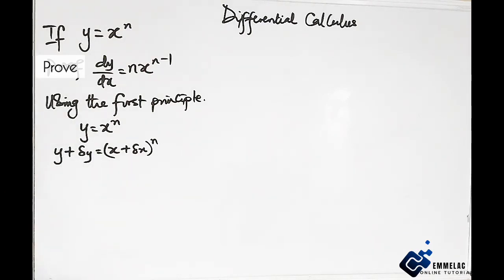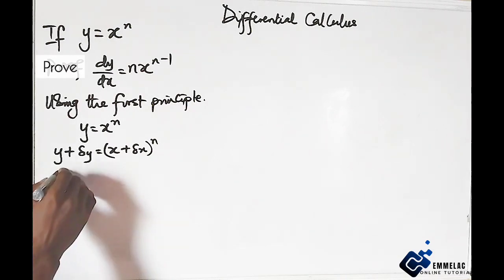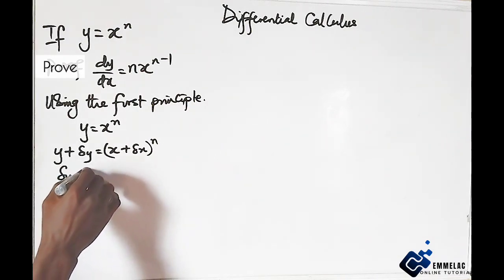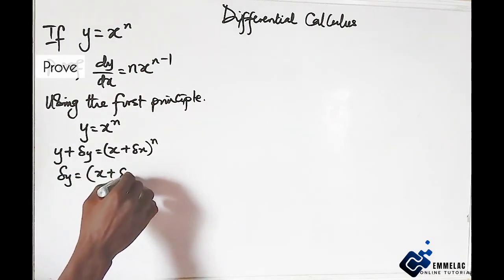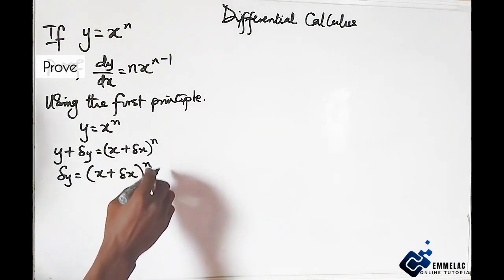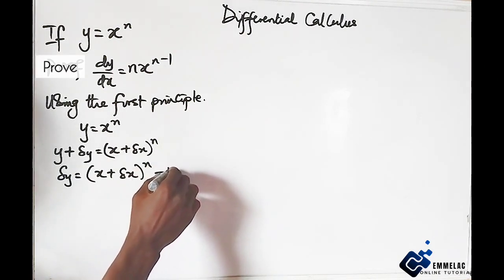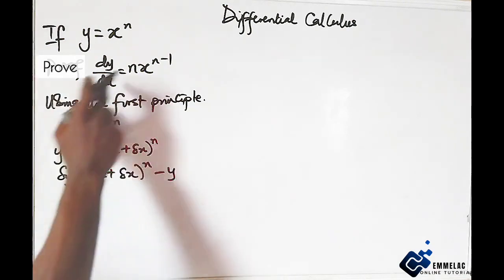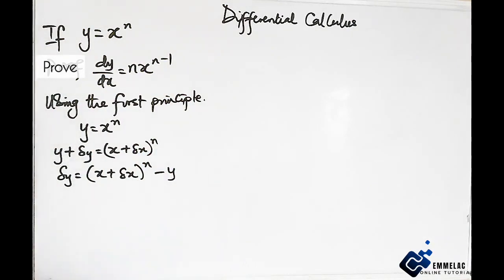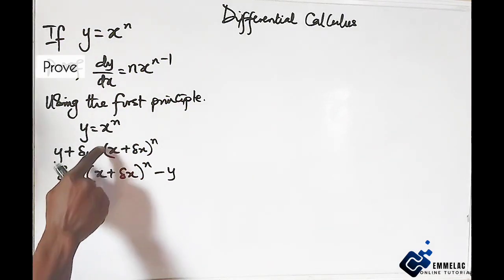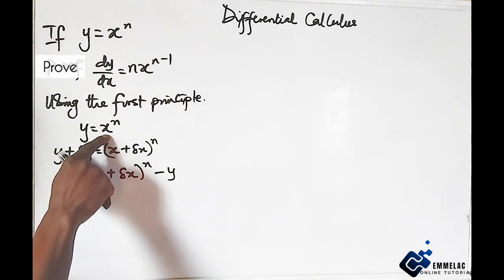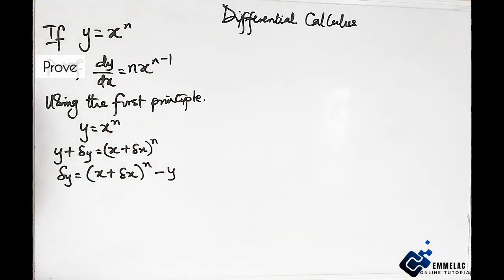Now at this point, let us make the change in y the subject of the relation. So here we have change in y equals open bracket x plus change in x, all to the power of n, then minus y, because as y moves over to the right hand side it becomes negative. But take note that this corresponding change affects only x and not the power.